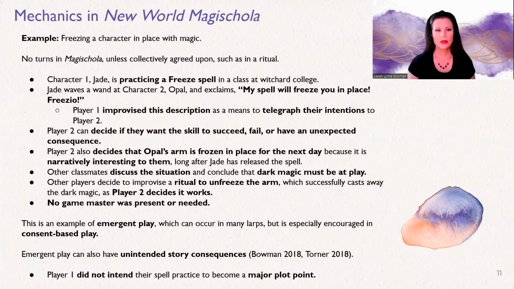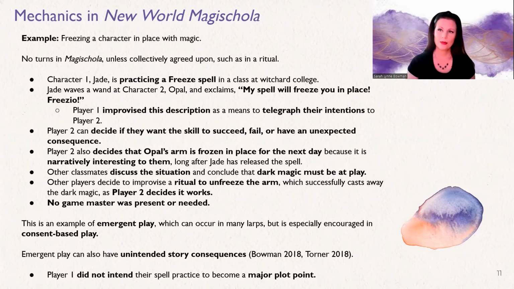This then leads to emergent play, where other classmates discuss the situation, conclude that dark magic must be at play, and then decide to improvise a ritual to unfreeze the arm, which they make up on the spot. They successfully cast away the dark magic with 15 players all involved in this scene. And player 2 decides whether that actually works. So player 2 can still, after all of that, decide that, nope, the arm is still frozen. And importantly, no game master is present for any of this or even needed.